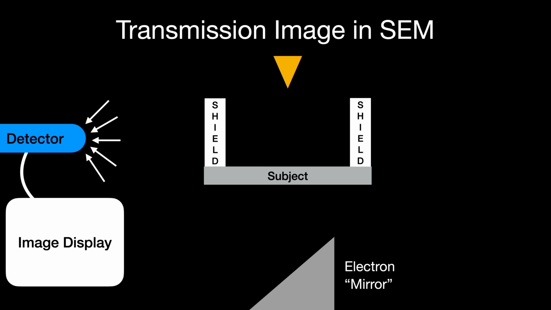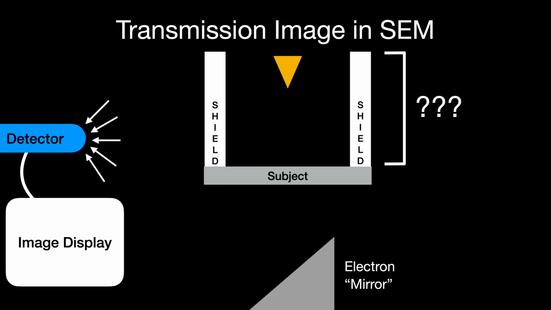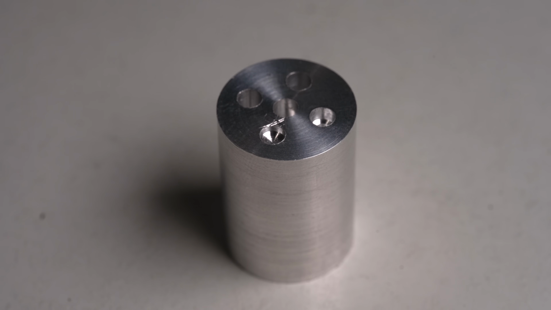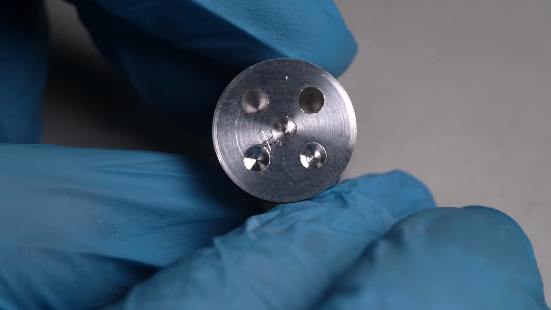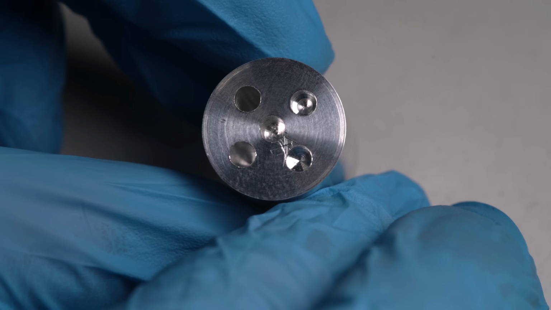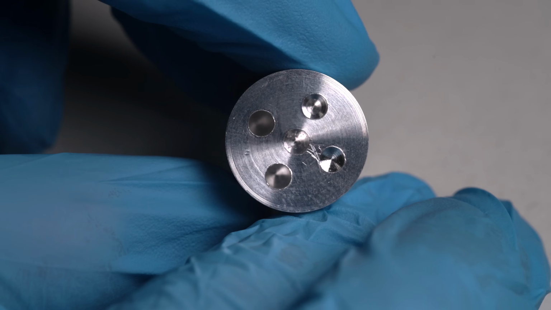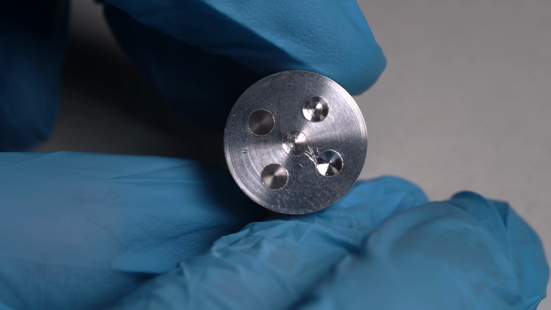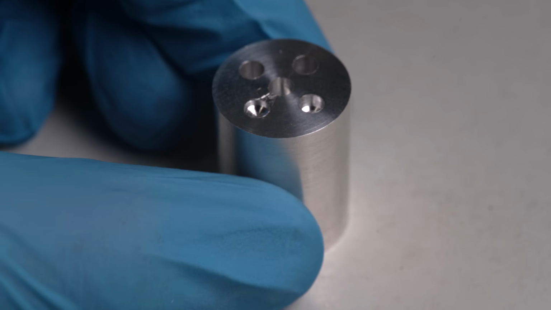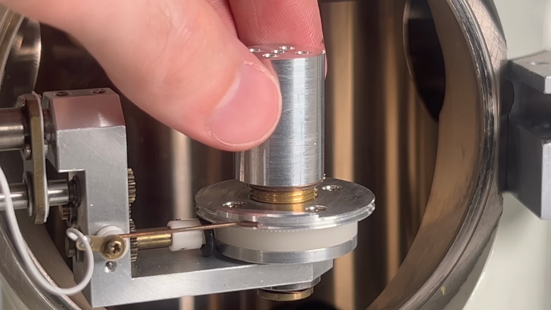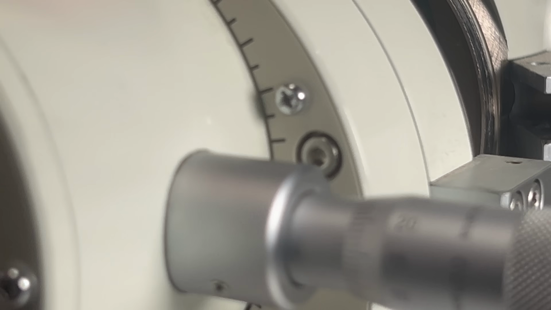This could probably be mitigated if our shield were substantially taller. But how tall does it need to be exactly? Well, to determine that, I made this. It's a piece of aluminum with several holes of different depths. The expectation is that as the depth increases, fewer of the secondary electrons from the bottom surface will reach the detector, and the bottom surface will be darker in our image. This should give us useful data on how tall the shield needs to be.